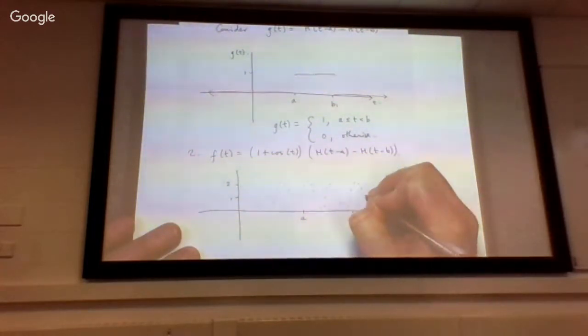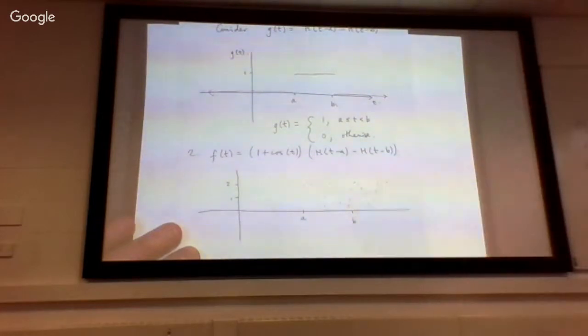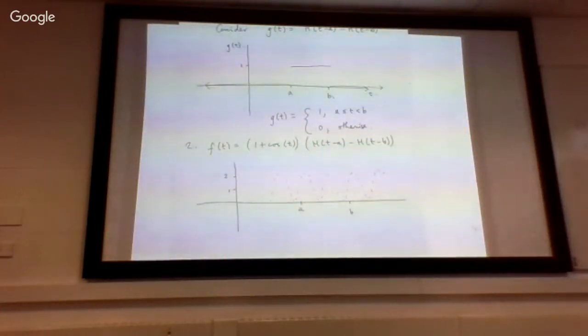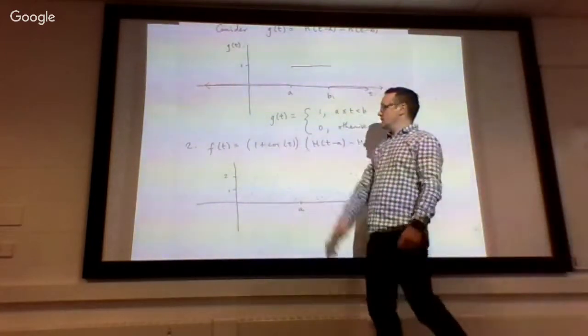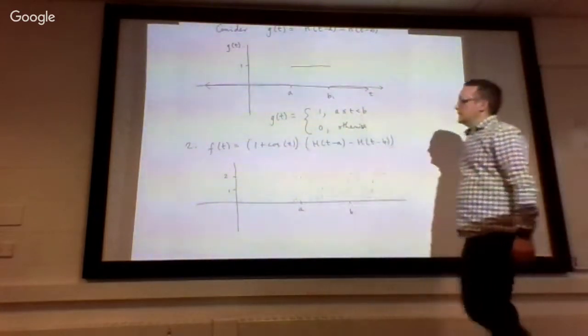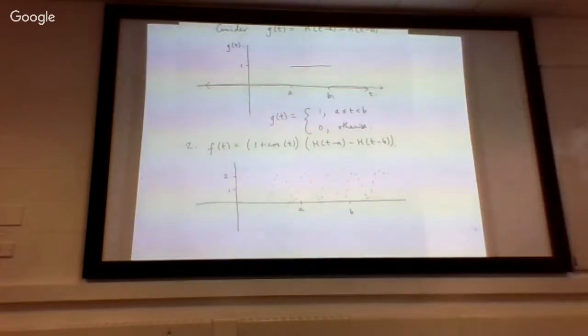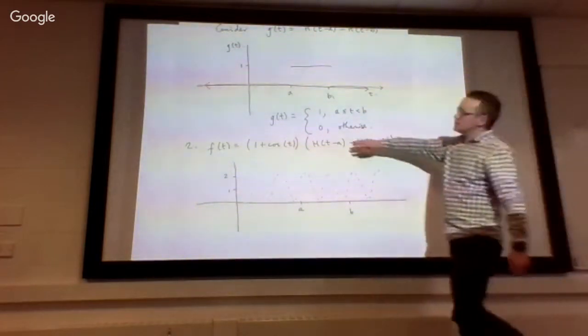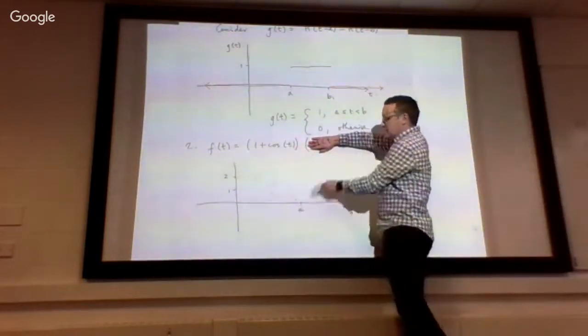I'm just putting it in a dotted way for the moment. So it's a cosine function shifted up by 1. You introduce that shift there on the value. But of course, it's not just that. If it was just that, then that would be the graph of it.